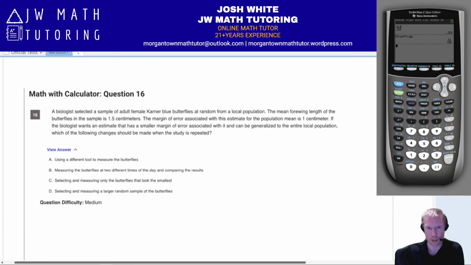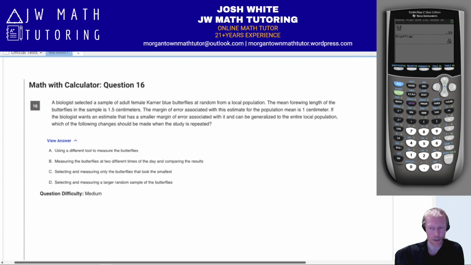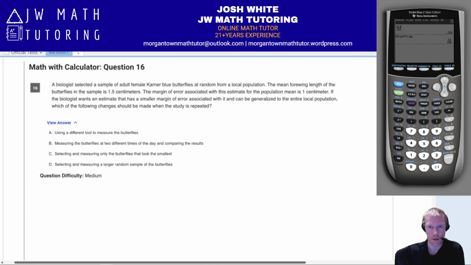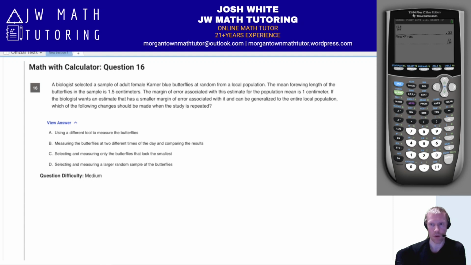All right, the next question deals with basically a little bit of statistics knowledge. It's basically asking what would you do in order to get a smaller margin of error, which would allow your study to be generalized to the entire local population. So the answer for this is going to be D.